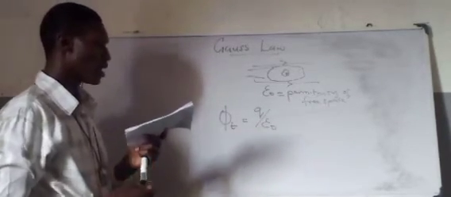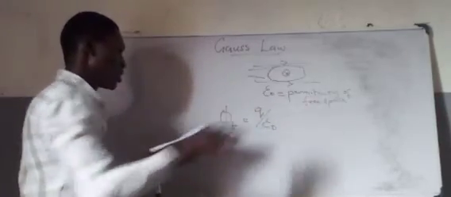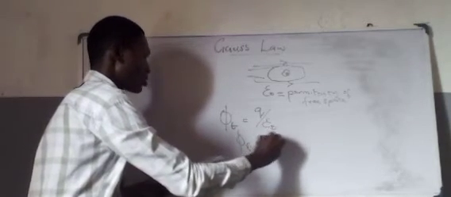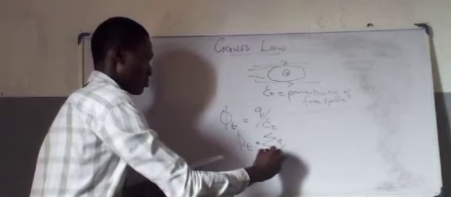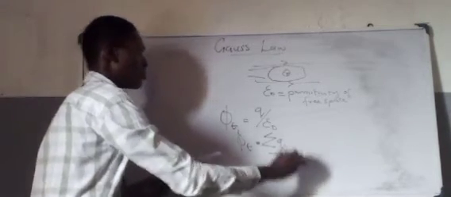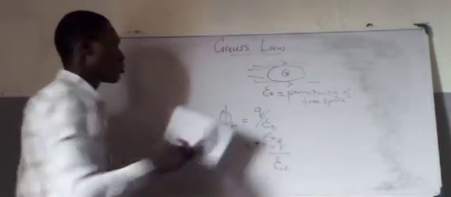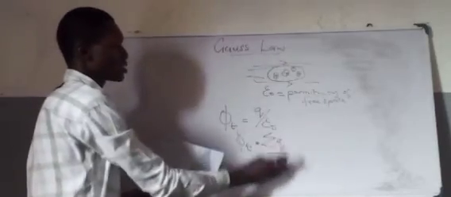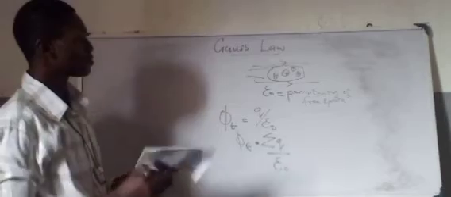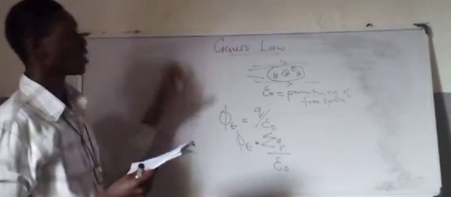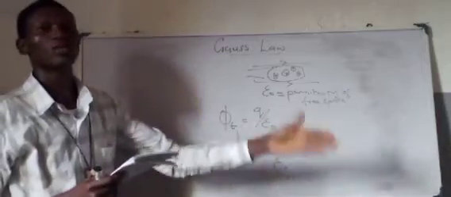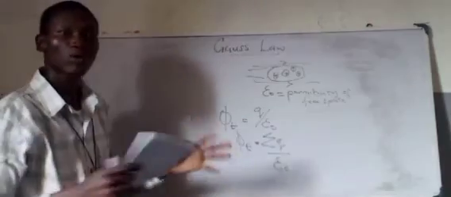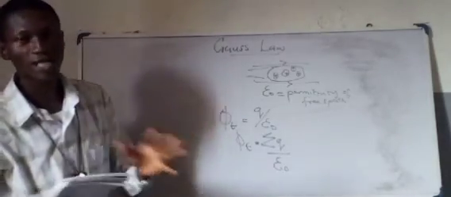Free space. Now, if more than one charge is enclosed, then our electric flux becomes the summation of the charges divided by the permittivity of free space. So if we have more than one charge enclosed, let's assume we have these charges, all enclosed. So we sum up all the charges divided by the permittivity of free space to get our what? Electric flux, which depends on the number of electric field lines. Electric flux is like the number of electric field lines over a specified area.